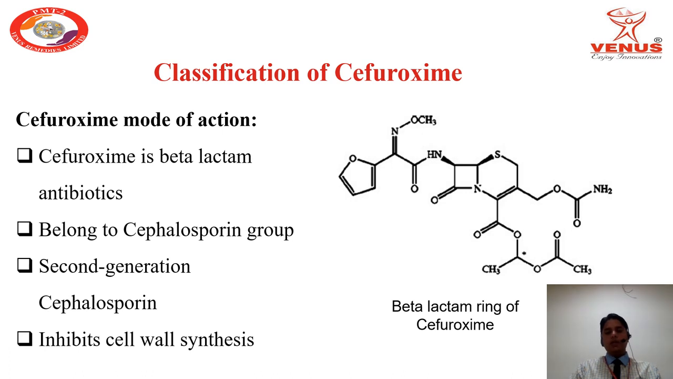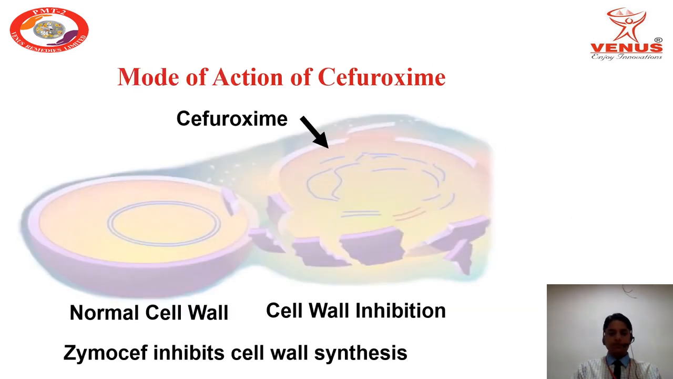Now come to the classification of cefuroxime. Cefuroxime belongs to the beta-lactam antibiotics. It belongs to the second generation cephalosporin group. The main mechanism of action of cefuroxime is that it inhibits the cell wall synthesis of bacteria. So we can say our ZYMOCEF inhibits the cell wall synthesis of bacteria. And this is the mechanism of action.